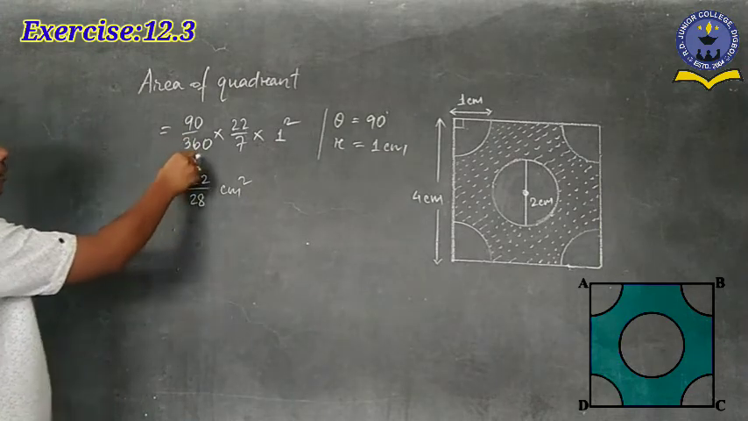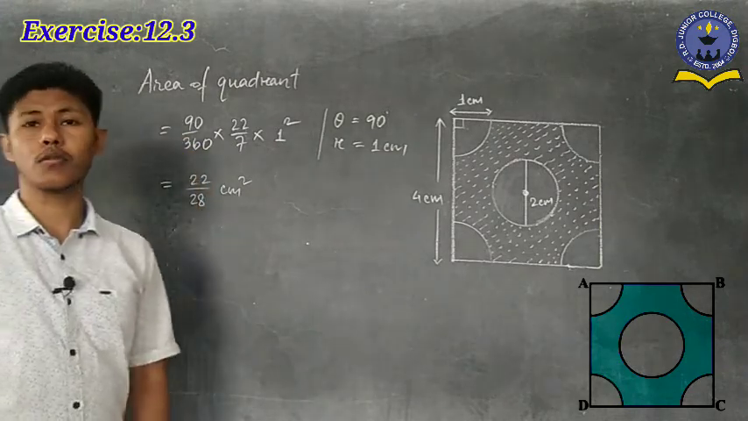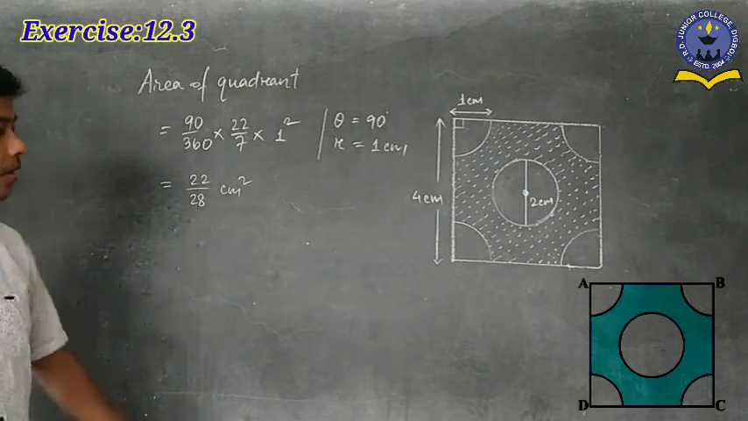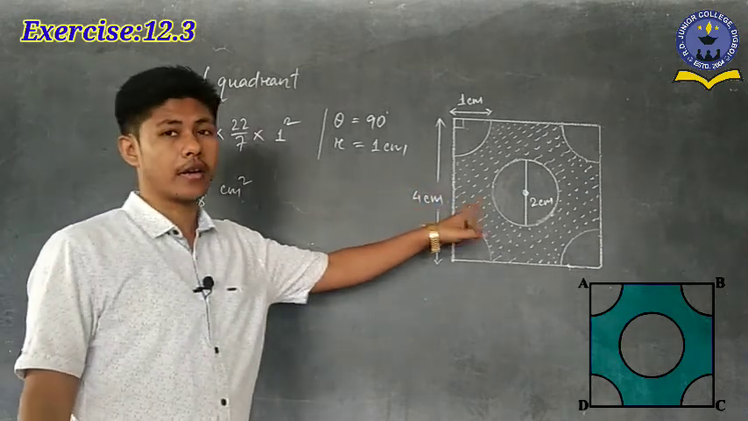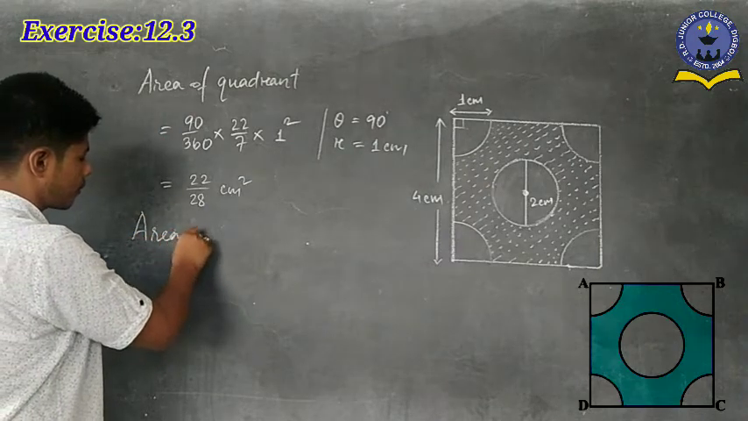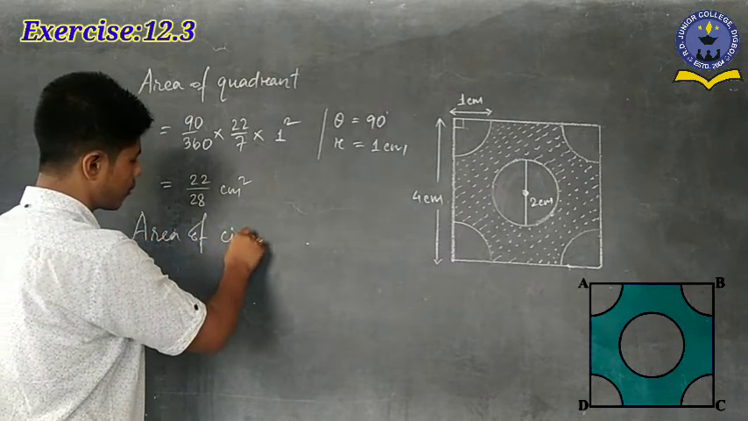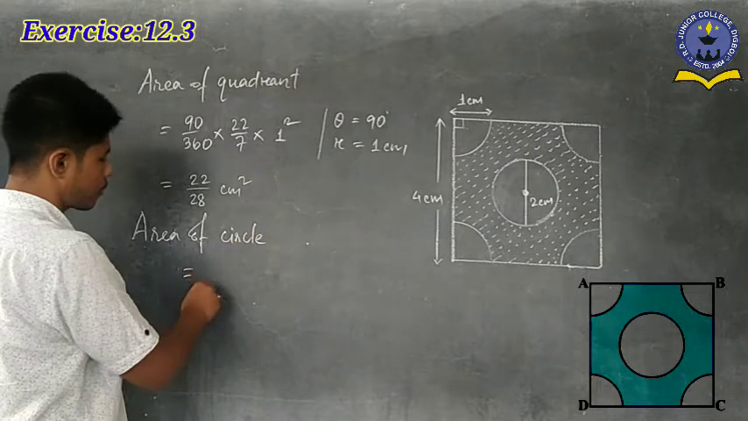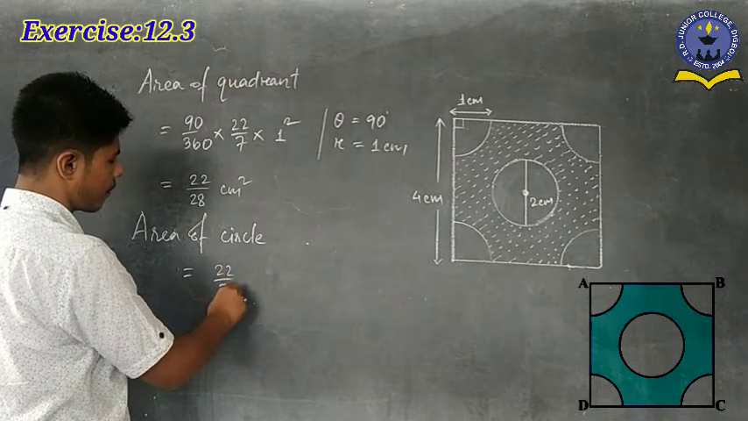90, 4 is 360, 4 is 28. So 22 by 28 centimeter square. Is it clear? So we get the area of quadrant. Next we have to find the area of the circle. So area of circle equals what you have to do? Pi r square. Pi means 22 by 7, r.